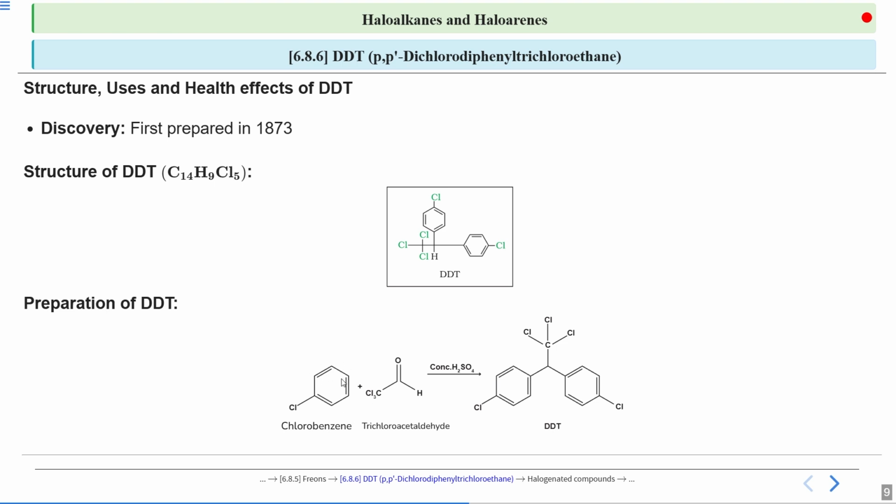So 2 molecules of chlorobenzene will attach on this carbon over which the double bond O is present, and after the charge balance you will get this DDT as your major product. You can see this carbon in the trichloroacetaldehyde having 3 chlorine, this is present like this in the DDT. So this is the reaction happening in the presence of concentrated sulfuric acid, and this is giving us the formation of DDT, dichlorodiphenyltrichloroethane, a polyhalogen compound.